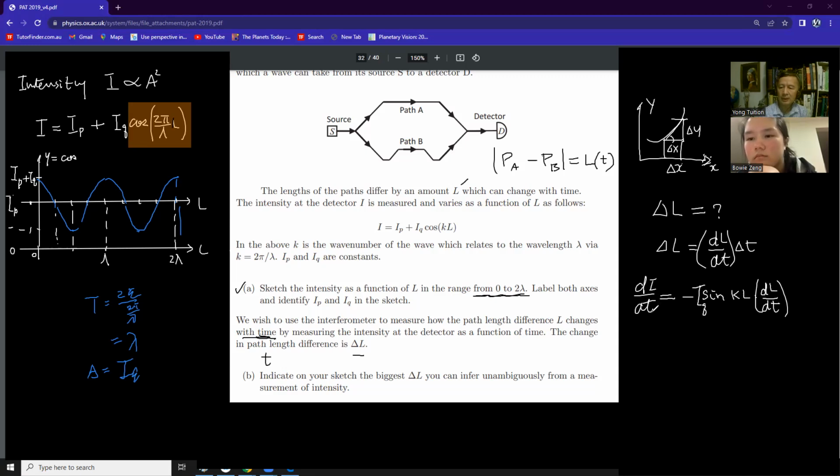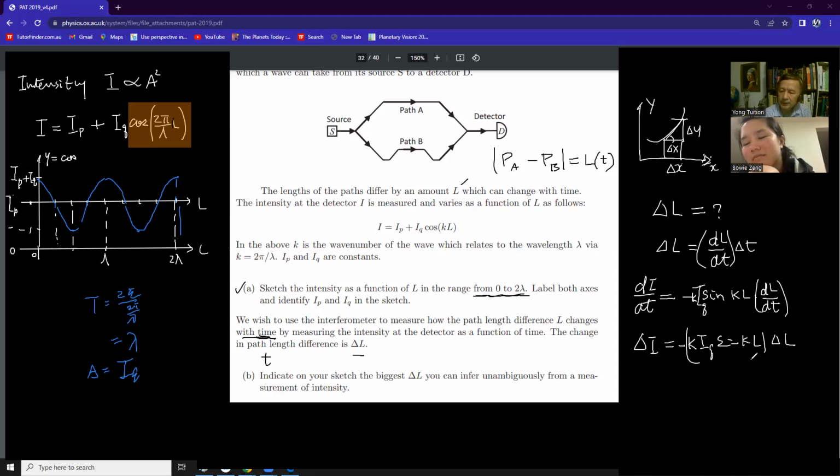And there's a constraint on delta L. As an approximation, can we say delta I is that multiplied by delta t? We have put a k here, a little bit of calculus. So delta I equals k I_Q multiplied by sine kL, all of them multiplied by delta L. You agree?